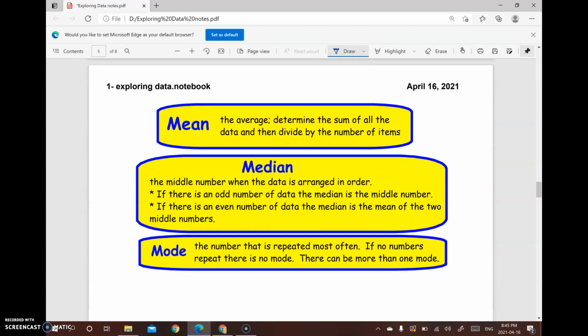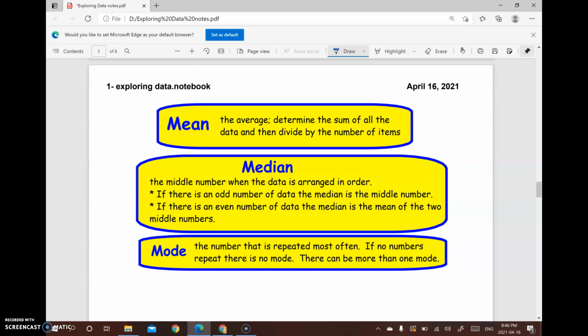For this exercise, we're going to look at mean, median, mode, and range. The definition of mean is an average: determine the sum of all the data and then divide by the number of items. Median is the middle number when the data is arranged in order. If there is an odd number of data, the median is the middle number. If there is an even number of data, the median is the mean of the two middle numbers. So you need to add the two numbers together and divide by 2 because there are two numbers. That will give you the middle number between the two.